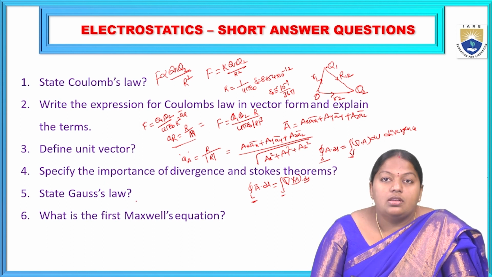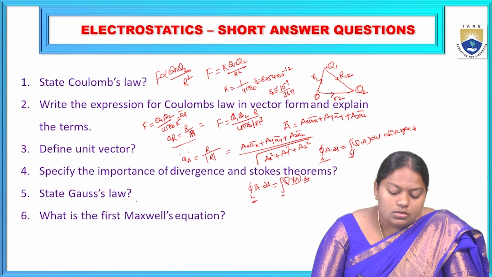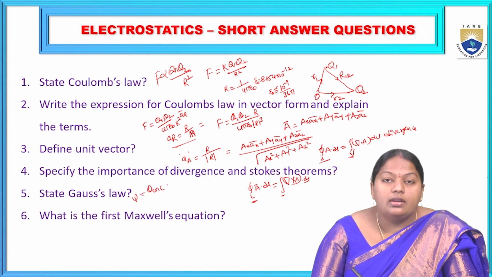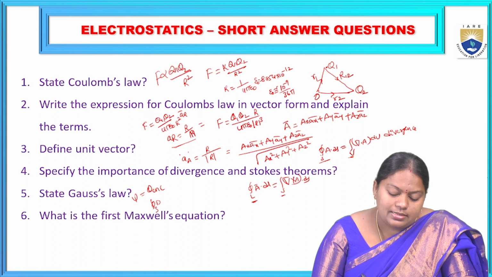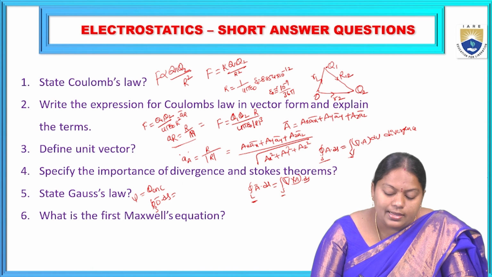Then, state Gauss law. To define Gauss law, the flux passing through any closed surface, which is represented with psi, is the same as the net charge enclosed by that surface, given by psi is equal to Q enclosed, where psi can be expressed as the closed surface integral over S of D dot ds, meaning the flux which is passing through any closed surface.